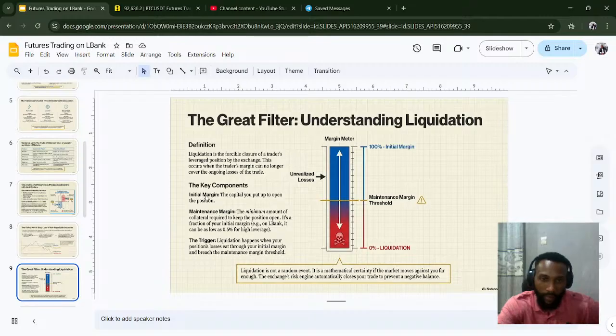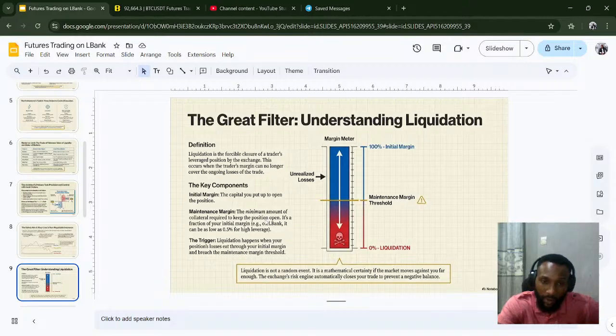Alright, so the key components. The initial margin, the capital you put up in a position. Whatever capital you put up in a position, that's your initial margin. The initial capital you put up to open the position. That's your margin. It's called margin.